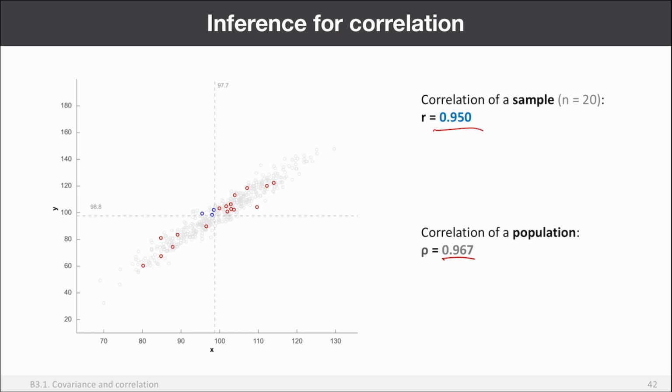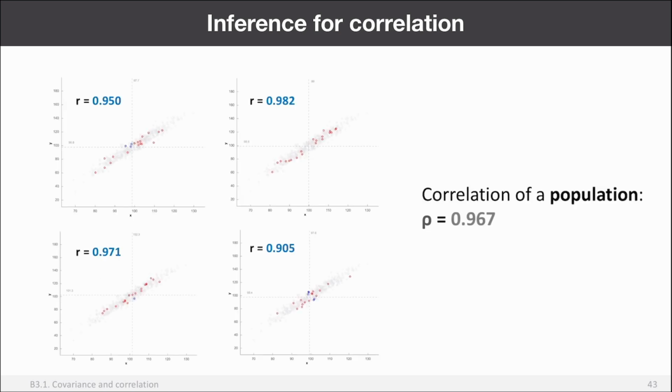Now the correlation is 0.95, although the population correlation is 0.967. If I take a new sample, a new sample, a new sample, you will find out that every time you take a new sample, the correlation coefficient will be slightly different. Sometimes it will be below the real correlation, you can see way below. Sometimes it will be above the real correlation. When I say real, it means the expected value, the population value, right?